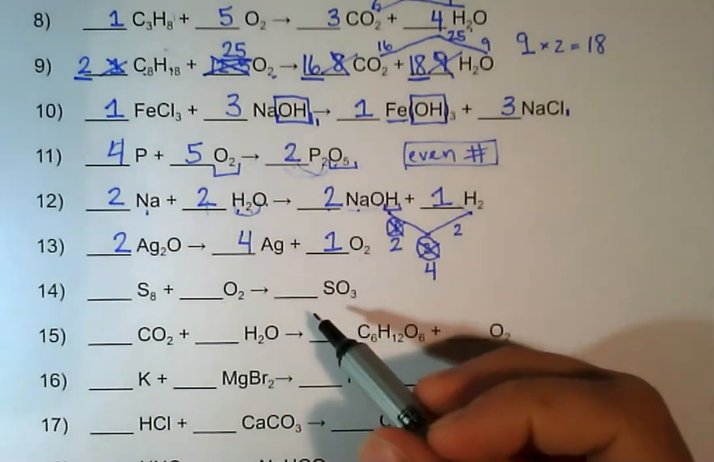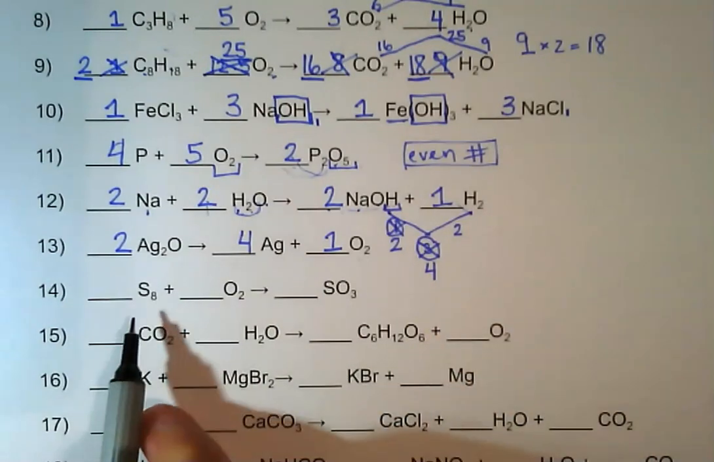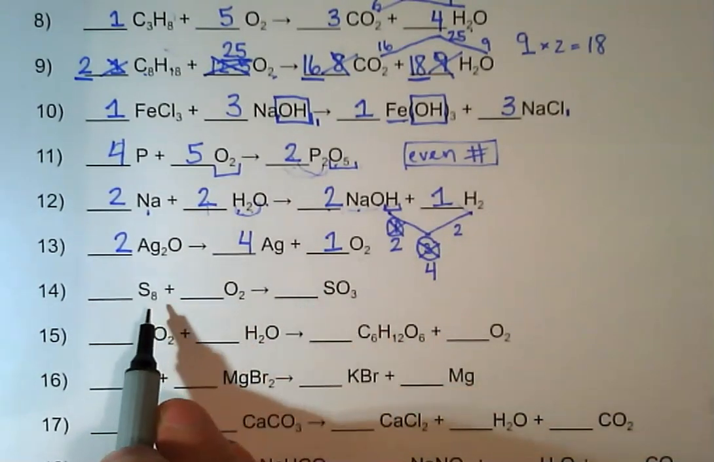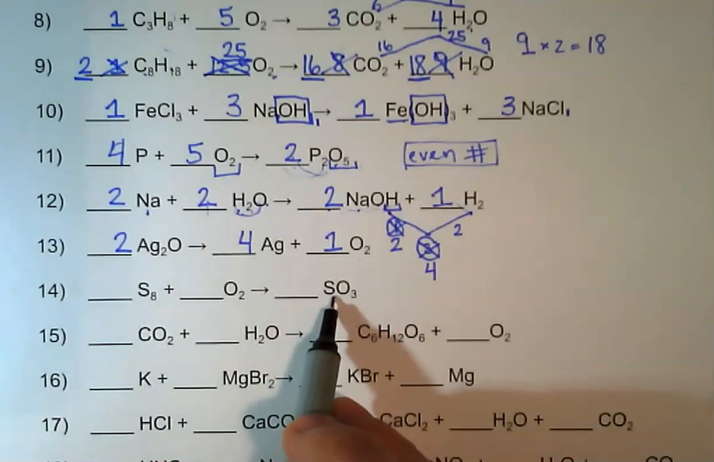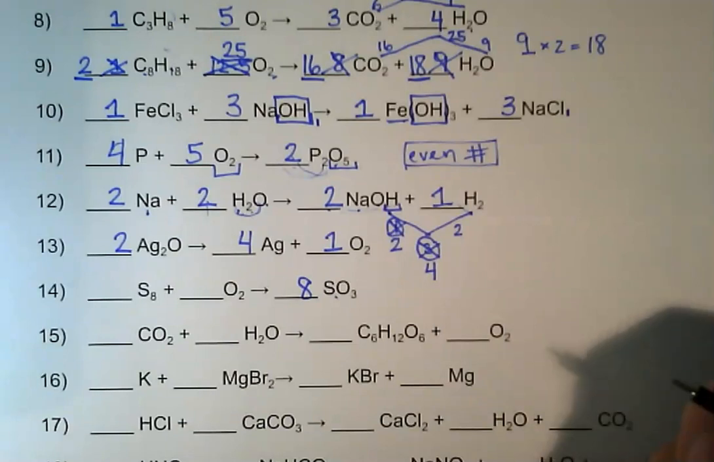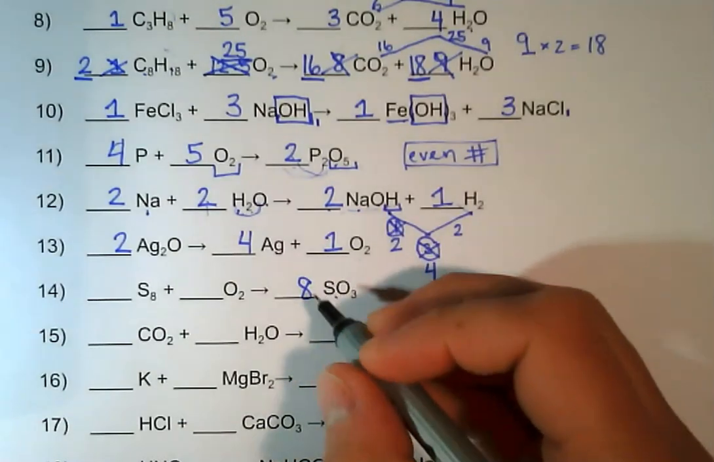Next I have S8 plus O2 yields SO3. Wow, so it's obviously a big difference in number of sulfurs. And I'm going to start there. 8 sulfurs and only 1 on the product side, so I need to put an 8 in front of SO3. So now I fixed sulfur, but now I have a problem with oxygen.